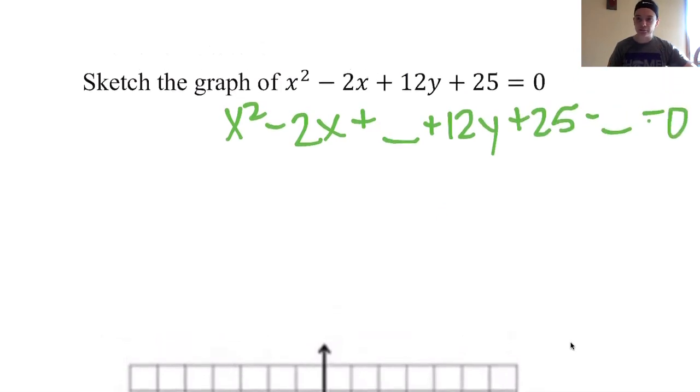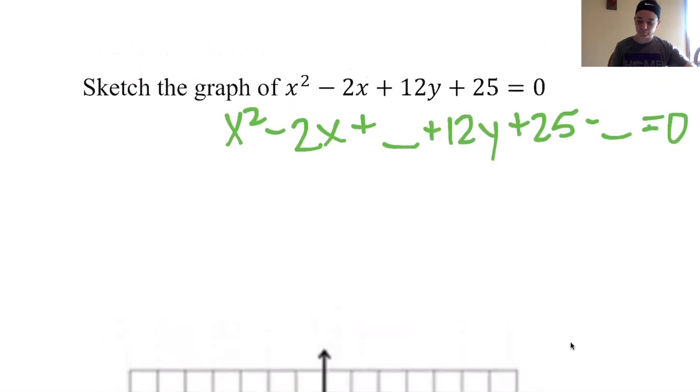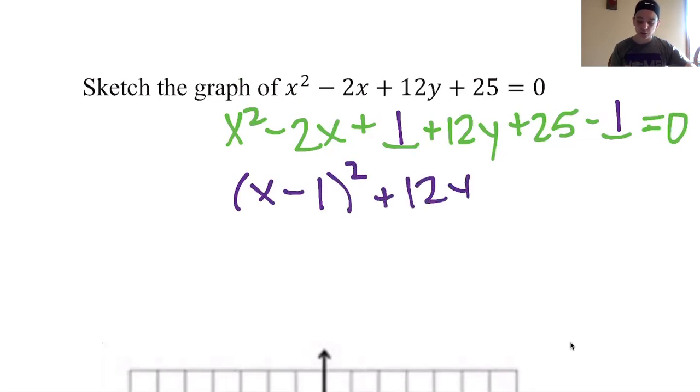And then we know we're going to need to balance out our equation. So when we take our b over 2 squared, we're completing the square with the number 1. So I'm going to add 1 and subtract 1. Okay. So what we have is x minus 1, the quantity squared, plus 12y plus 24 equals 0.